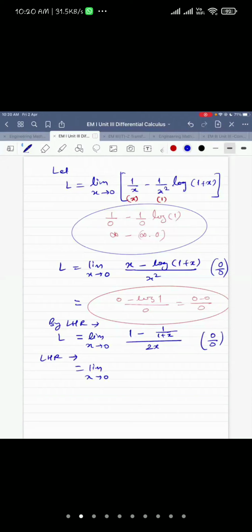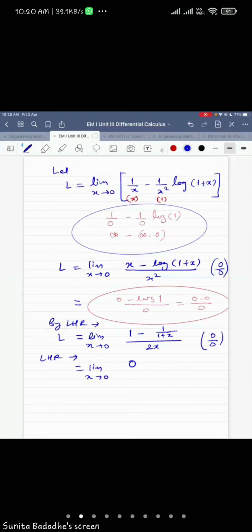If I cross multiply, my 1 plus x will come in the denominator, and while taking the derivative, I'll have to apply the product rule there. So it will make my calculations lengthy. So why unnecessarily make it lengthy? Apply LHR here only. We know that the derivative of 1 is 0, right? So the first term is becoming 0. And what about the derivative of the second term? Can anybody tell me? It is 1 upon 1 plus x.